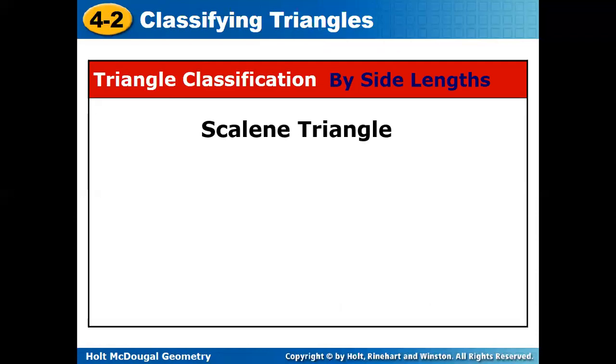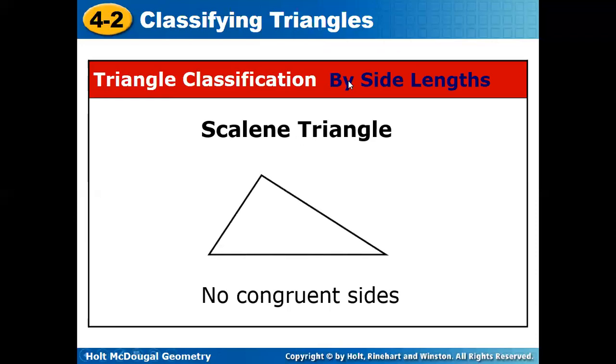The third type is the scalene triangle. The scalene triangle is a triangle with no congruent sides. It means the three sides are different in length. Look, the first side is very small, the second side is in between, and the third side is the longest side. So there are no congruent sides. So this is a scalene triangle.